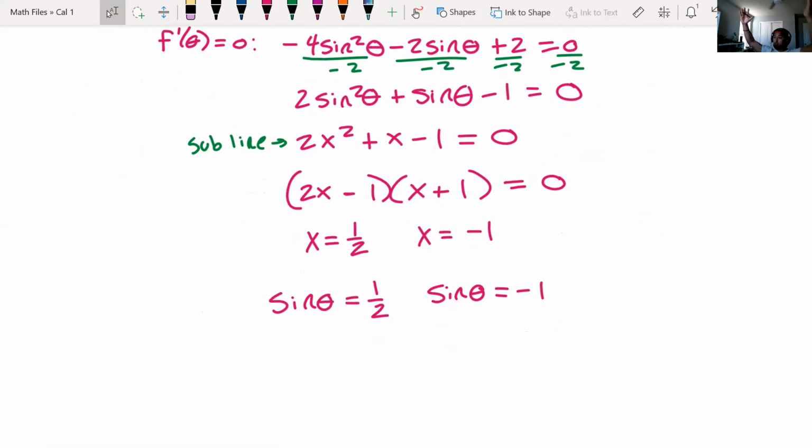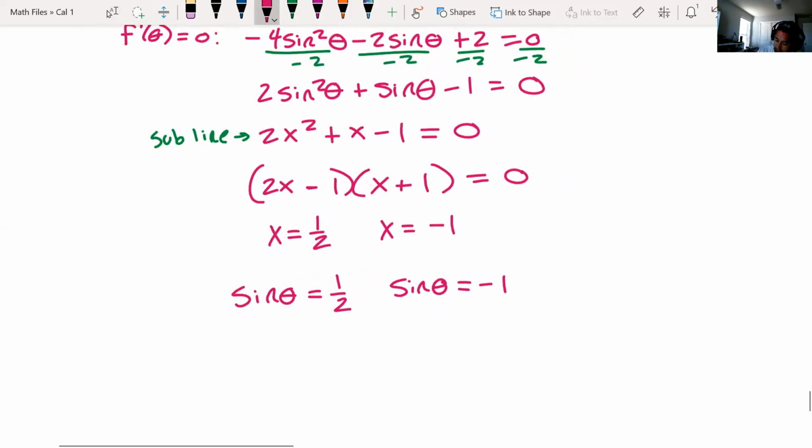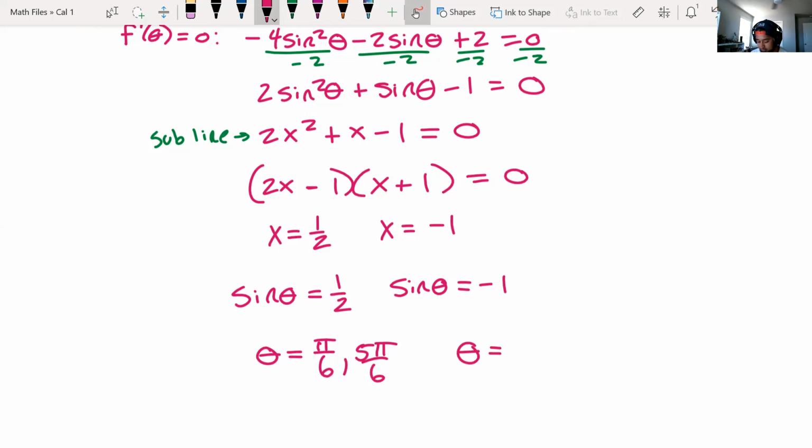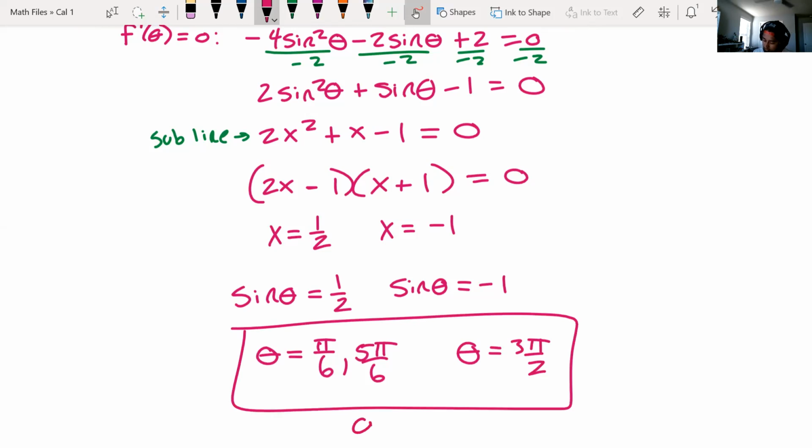Now, on your unit circle, what radian values make sine 1/2? Pi over 6. Good. And where else? 5 pi over 6. And then, where is sine equal to negative 1? You were close. 3 pi over 2. Here are our critical numbers.